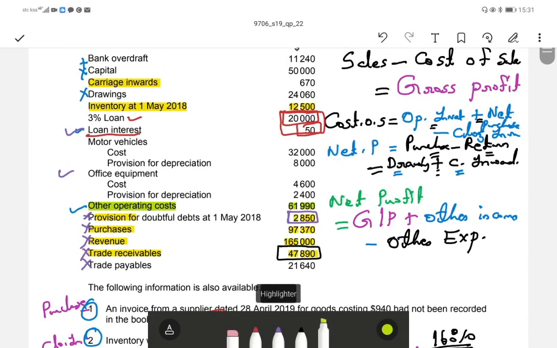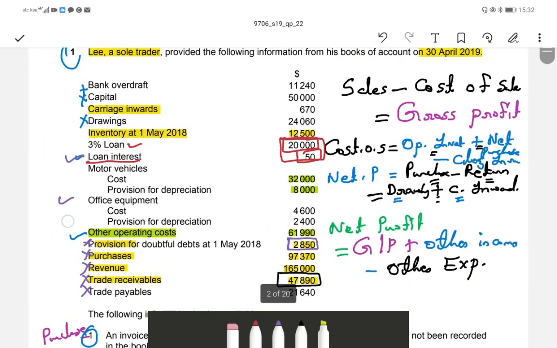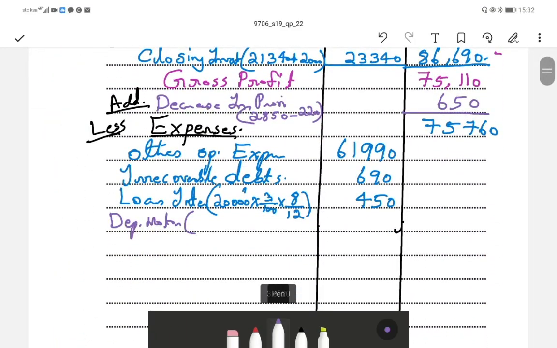Motor vehicle, it was 32,000 was the cost. Accumulated depreciation is 8,000. So net book value means 32,000 minus 8,000, multiply, what is the percentage? 25%. So 32,000 minus 8,000 is the net book value. Then multiply 25%. So the amount is 6,000. Motor vehicle is 6,000.